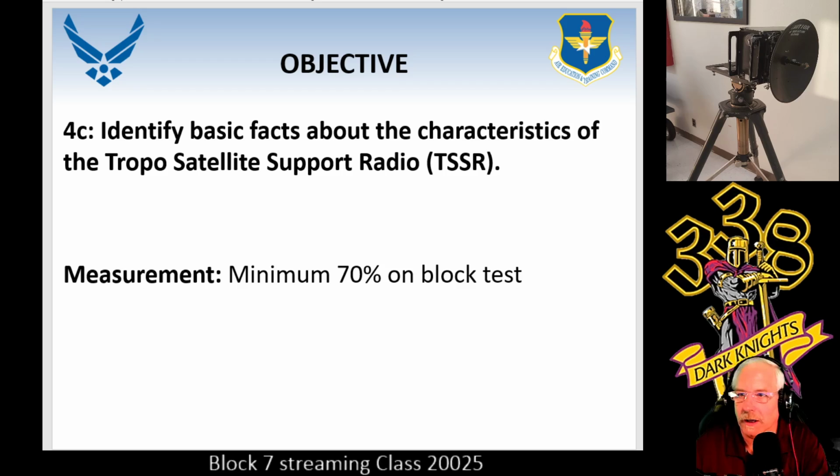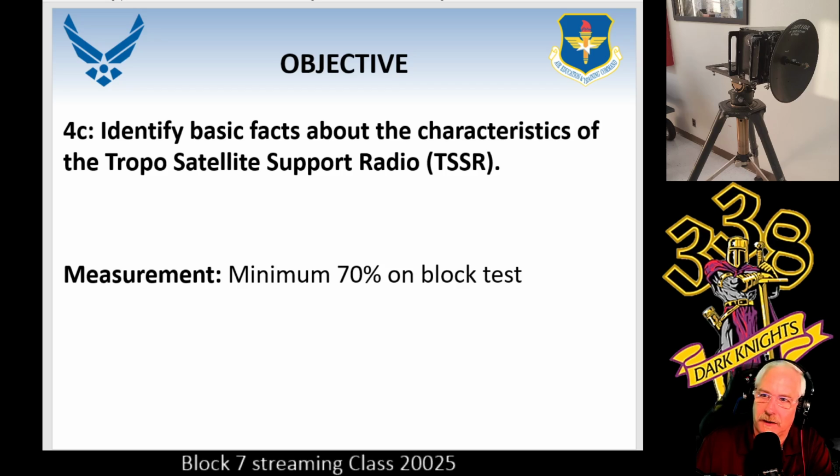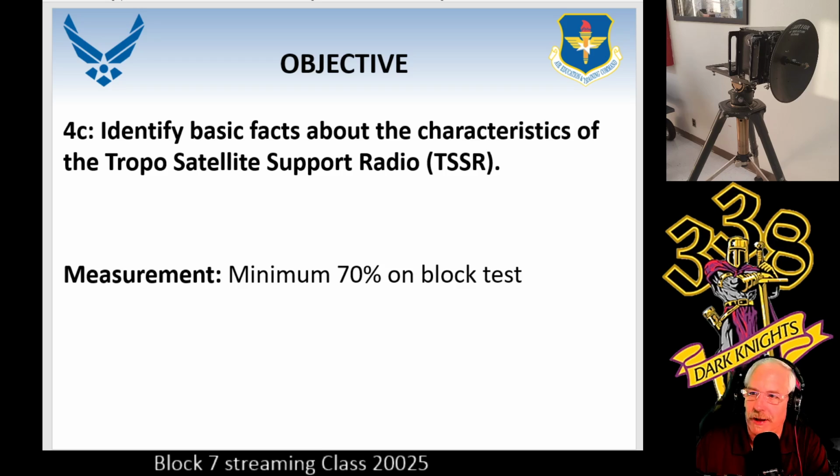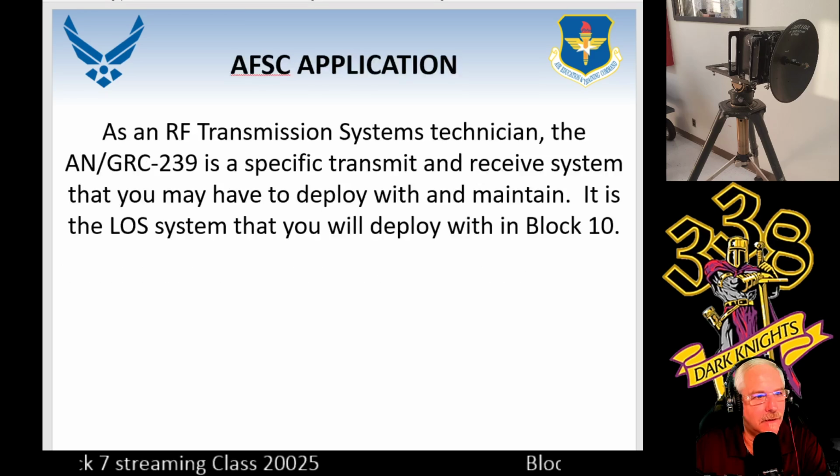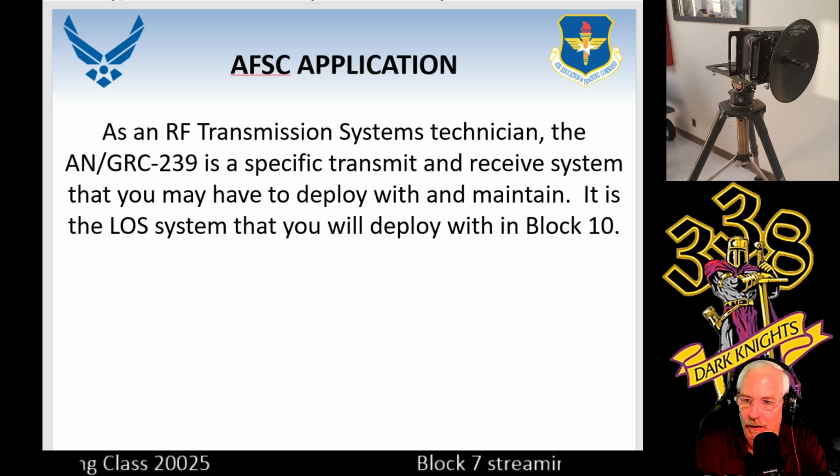All right, so we're going to look at identify basic facts about the characteristics of a Tropos satellite support radio, better known as the AN/GRC-239. We're going to be looking at covering the more detailed portion of the TISR. You're going to also deploy in Block 10.